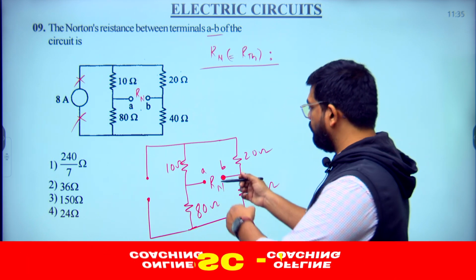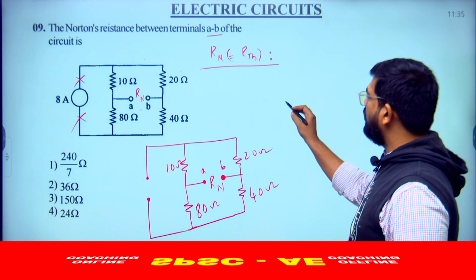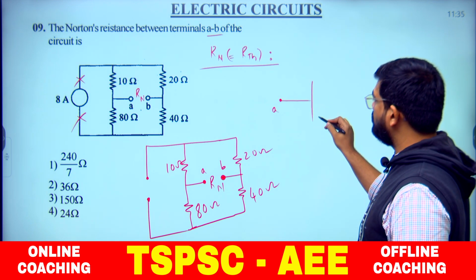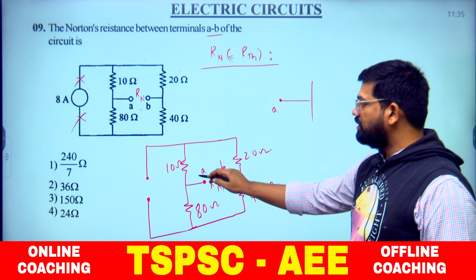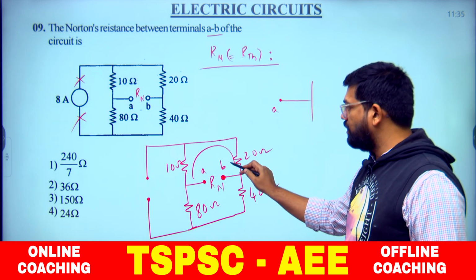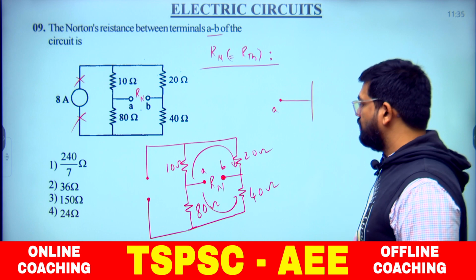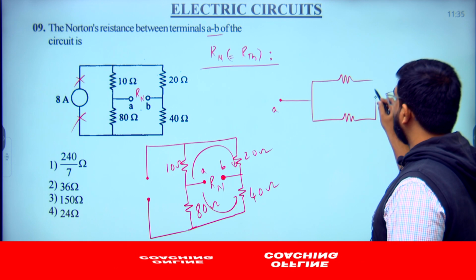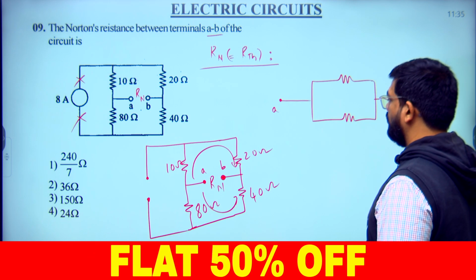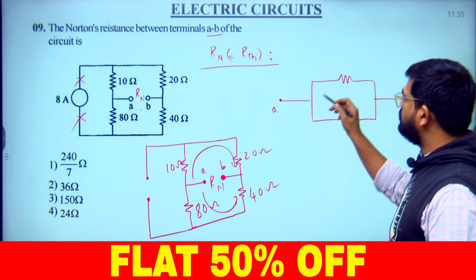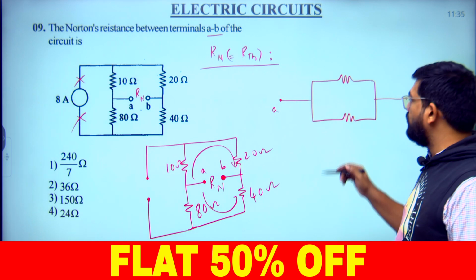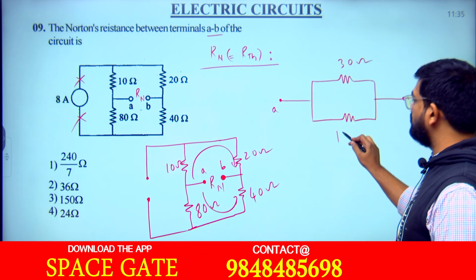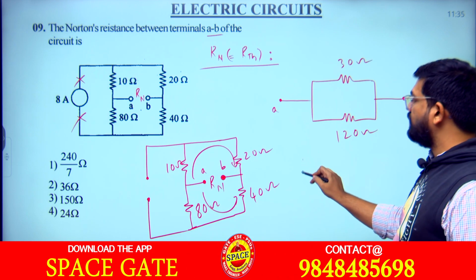Here it is open. Now if you stretch these terminals, how does the connection seem to be? This is A, and what kind of connection is there? This is one branch and this is another branch, right or not? So the upper one and the lower one, between A and B terminals: the upper one has 10 and 20 both connected in series, means 30 ohms, and here 80 and 40 both connected in series, 120. Now both are connected in parallel.